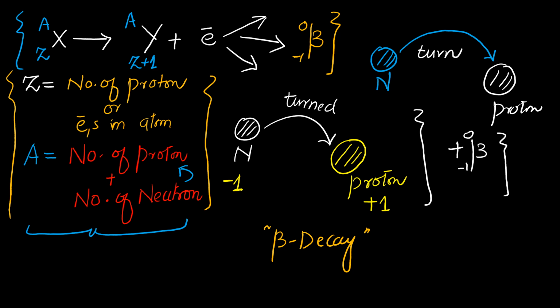Now, dear student, let us have some examples of beta decay, to see how beta decay occurs in different types of elements of the periodic table. Consider an example of carbon, C-14. Consider the beta decay in C-14, the carbon-14 isotope.